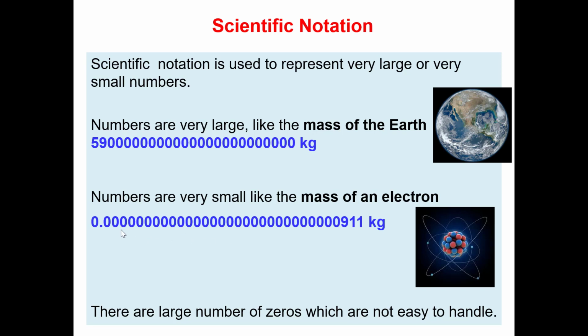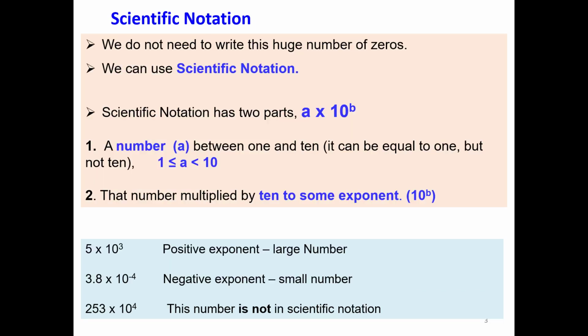In the case of the mass of an electron, we can see this is a really small number with a huge number of zeros. It's not easy to handle this amount of zeros. Even writing the number is difficult. But if we use scientific notation, we don't need to write all these zeros.